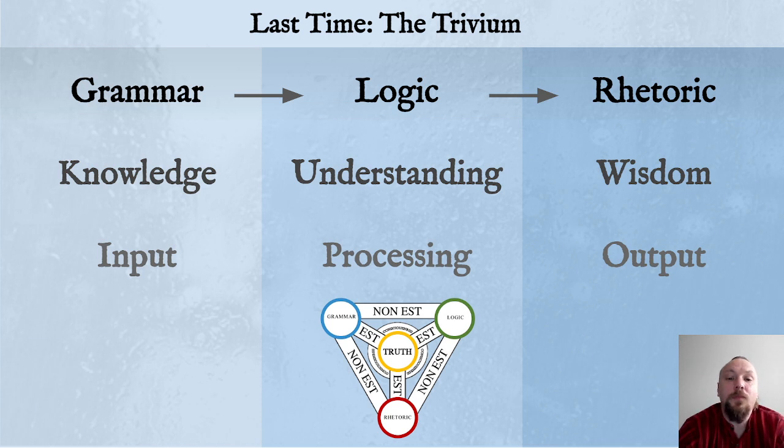This is something I neglected to put in last time, so I'll say now, we can also look at these as knowledge, understanding, and wisdom, or we could see these as input, processing, and output. So in the realm of grammar, we have knowledge, that is to know stuff, to remember things and the names of things. Then in logic, we have understanding. So this is more than just knowing stuff, it's understanding things as well.